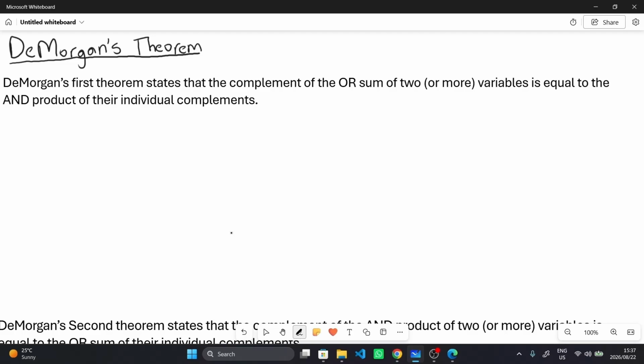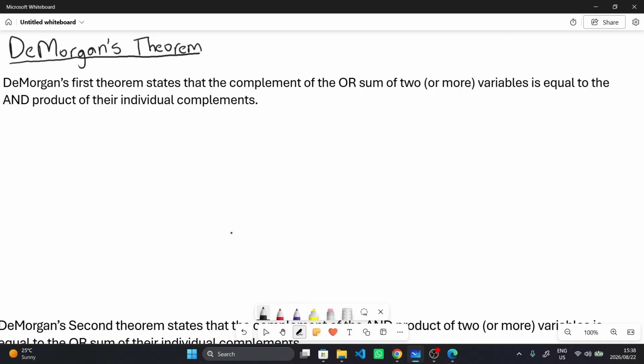Everyone. Today we'll be doing DeMorgan's theorem. So DeMorgan's theorem, I'll show you where it's used. But DeMorgan's theorem has two theorems. So we'll start with the first one, right? If you read the definition, you don't really have to remember the definition. Mostly if you remember the equation, that is much better, I think.